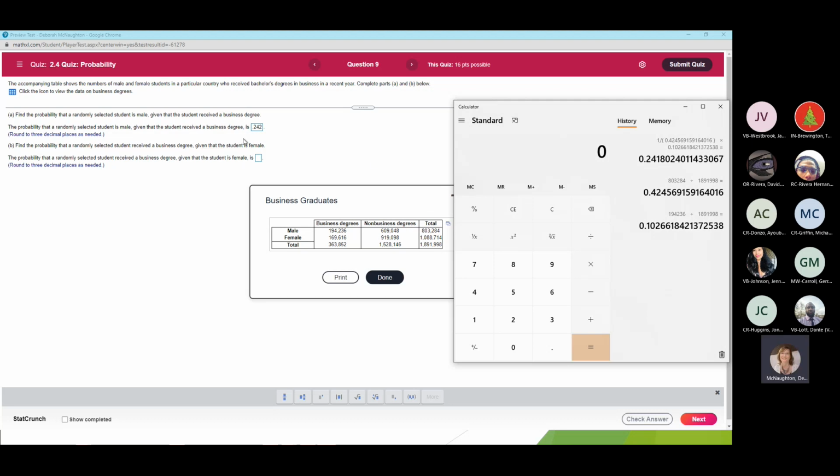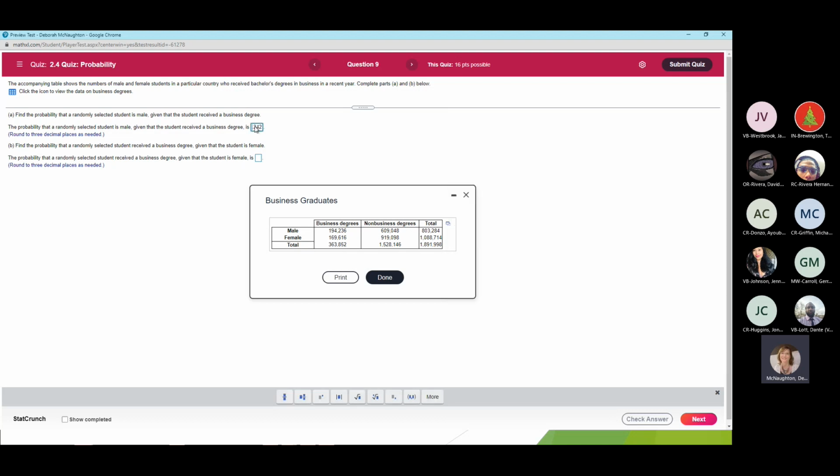I think I did it backwards. It's the probability that I'm male and have a business degree divided by the thing I'm given. Yeah, I think I did this backwards. I divided by the total males. I should have divided by the business degrees. Shoot. As I was saying it. You divide by the thing that's given, which is given that the student has a business degree. So I did that first one backwards.